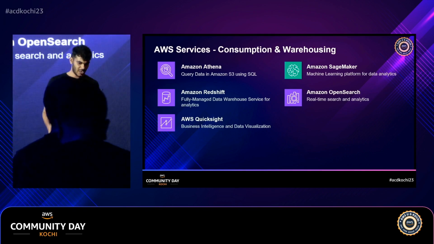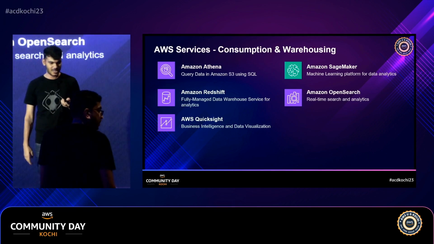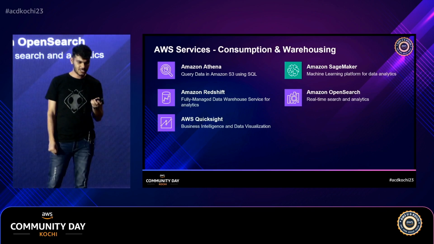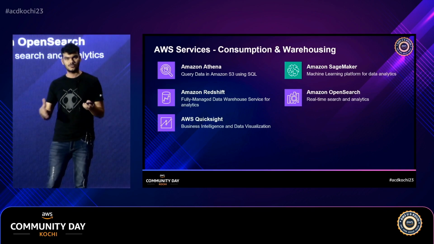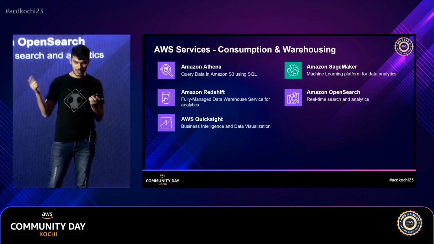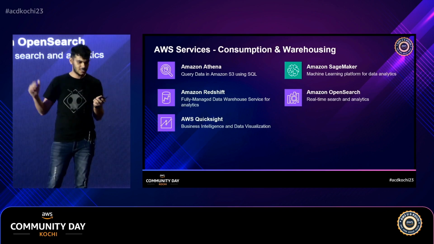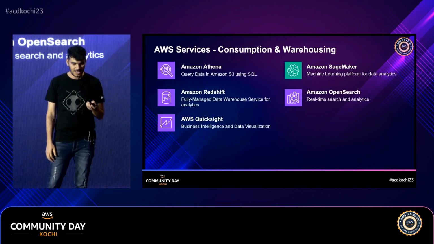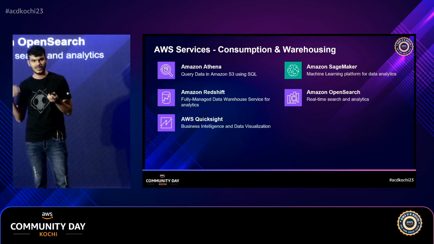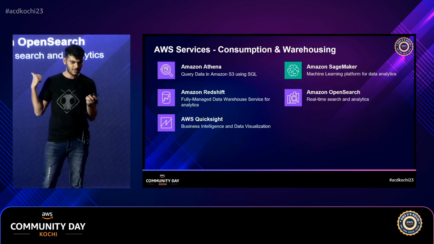So once we have processed the data, the next step is to consume it and warehouse the data. One of the services we have is Amazon Athena. During your processing and even after processing, at any step you can go to Athena and query your data and check if it is all right. Then you have Amazon SageMaker. If you're building something for machine learning, you process your data, put it in SageMaker, and build your machine learning models.